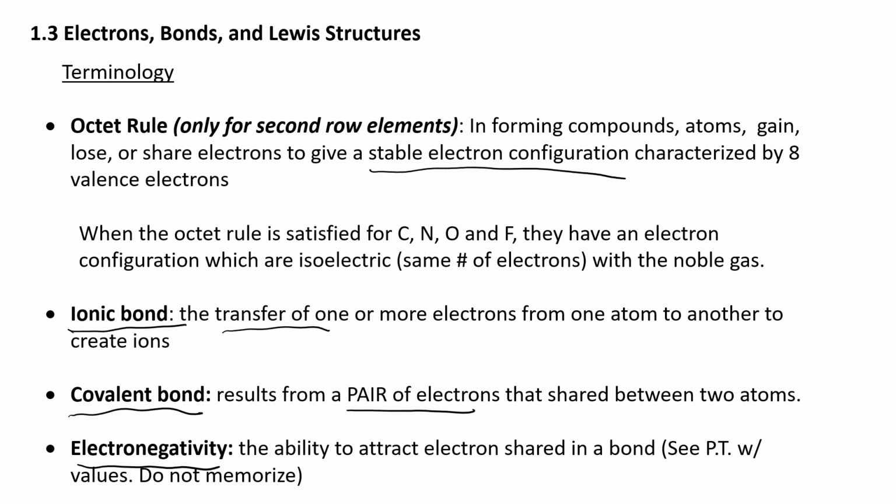Electronegativity is the ability to attract electrons in a bond. You should know the trend on the periodic table. The trend is up and to the right, with atoms in the top right having the highest electronegativity. Atoms at the bottom left have the lowest electronegativity. That will be very important. You need to understand electronegativity throughout this chapter 1 material.